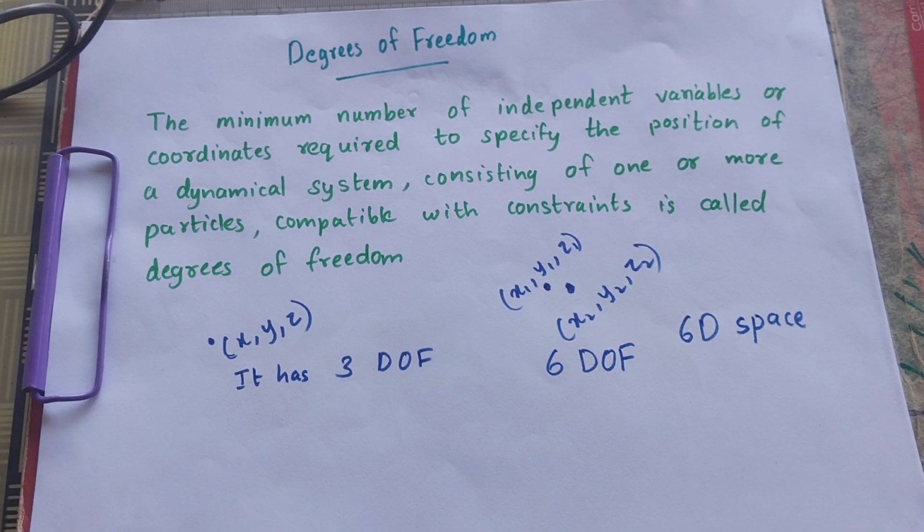Now configuration space means it is actually an abstract space or mathematical space, purely mathematical. It is just a list of numbers.